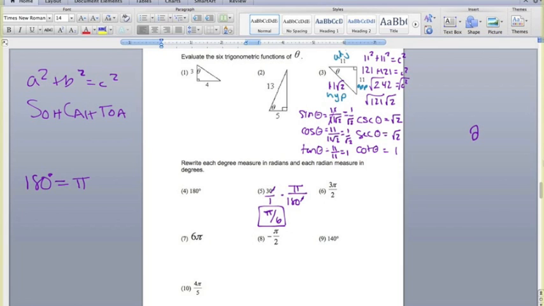For number 6, since it has a pi on the bottom, I'm going to put the pi on the top, so that those pi's will cancel. We always use 180 and pi. We set it up so that what we're given cancels. To do this arithmetic, I would need to do 3 times 180 and then divide by 2. You can actually do your arithmetic in either order. You can do your multiplication first or your division first, whatever happens to be easier. I like dividing first because it makes things smaller. So 180 divided by 2 is 90, and then 3 times 90 is 270.